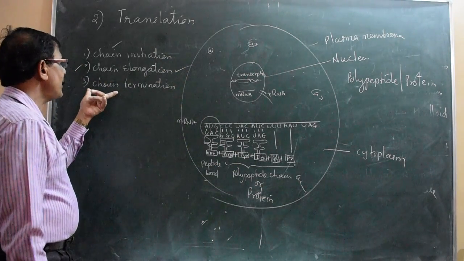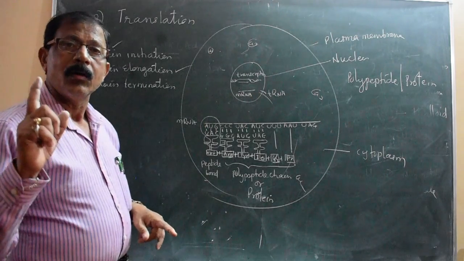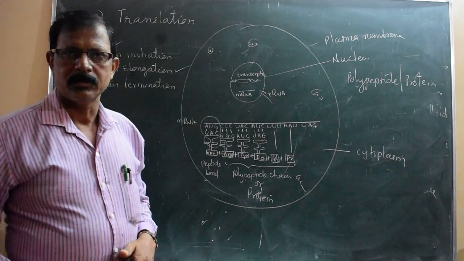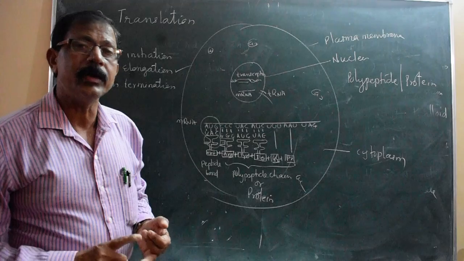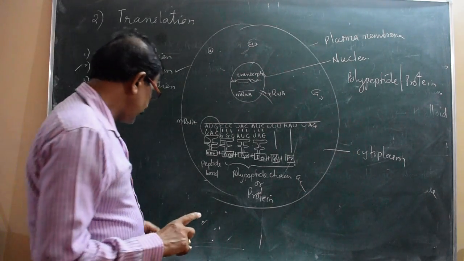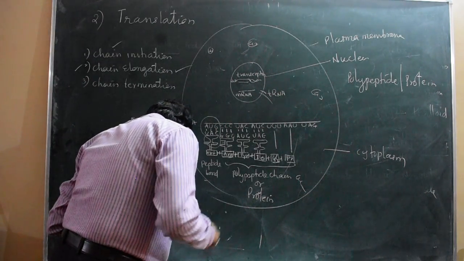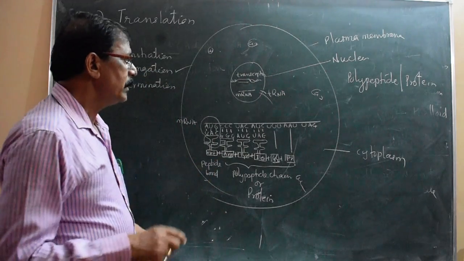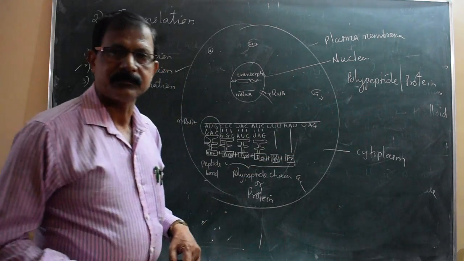In the beginning, chain initiation is by methionine, and then the chain elongates from one to the next, then the next, resulting in the formation of the polypeptide chain. And finally, when the stop codon comes: UAA, UAG, and UGA. So these are the stop codons. Particularly see UAG.